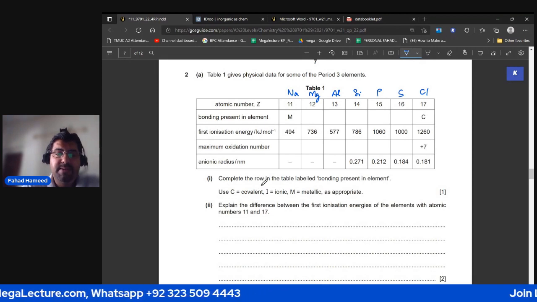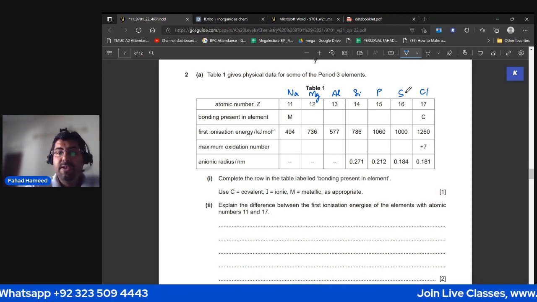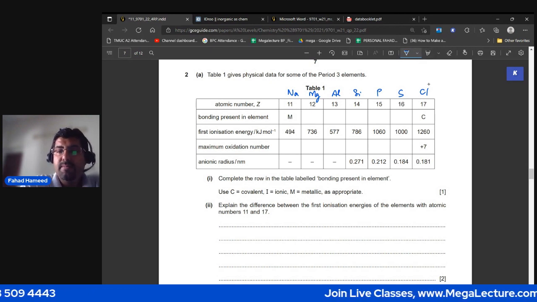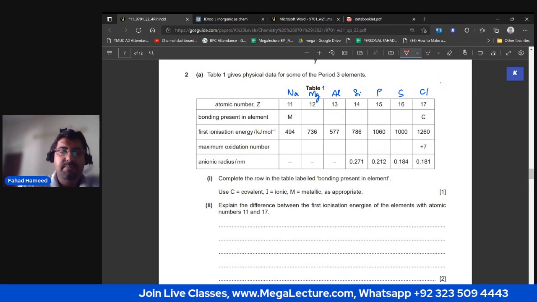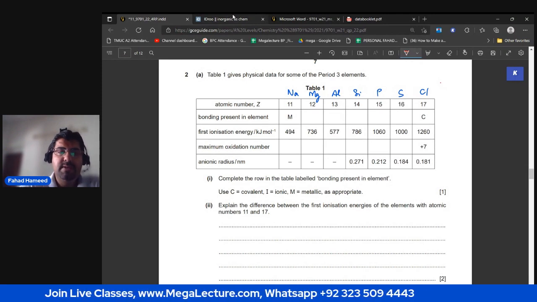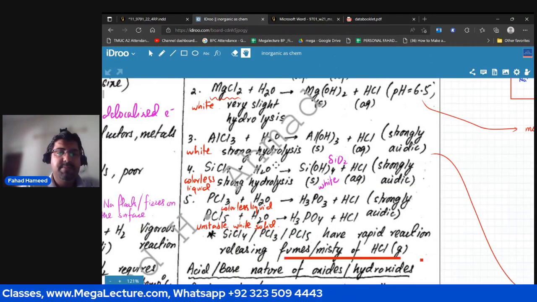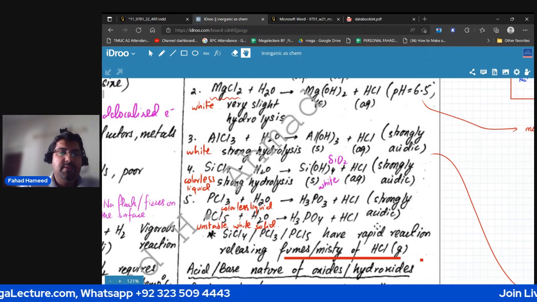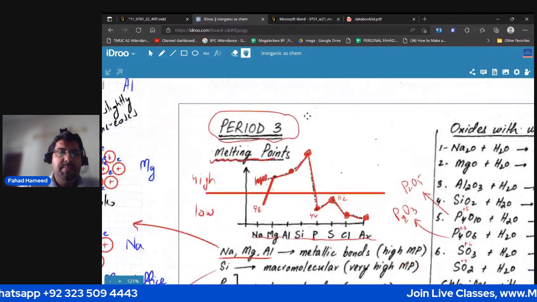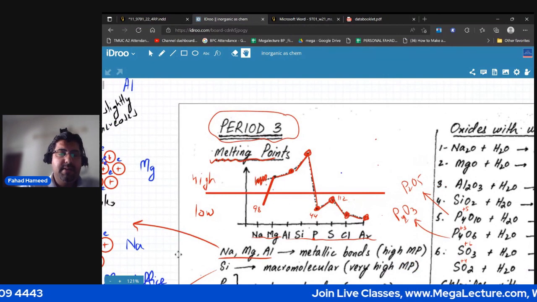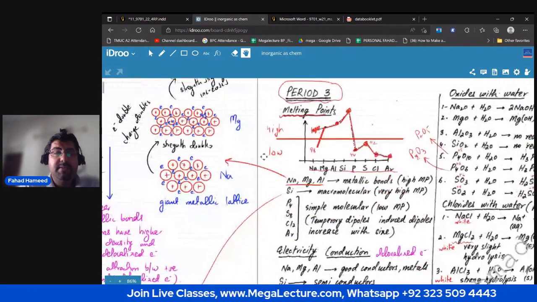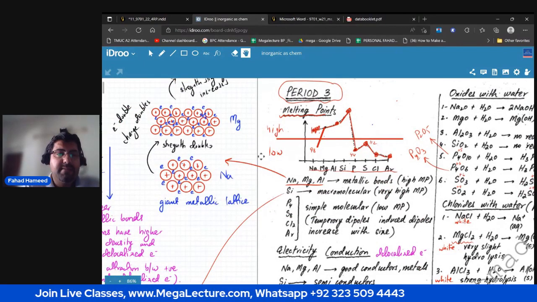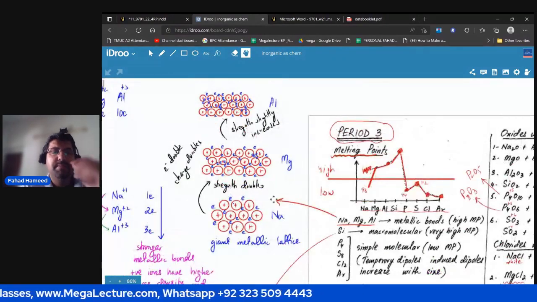So bonding present in the element. So remember the bonding and the molecular structures as well. I'll just go through that in the notes as well. Like if you just open this, over here, you'll see period 3. This is all about the bonding in period 3 elements. The first three are metallic: sodium, magnesium, and aluminium.